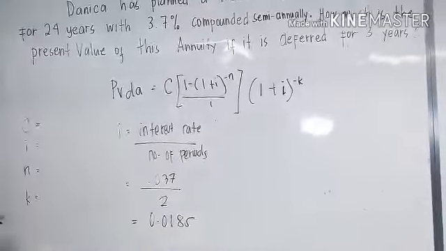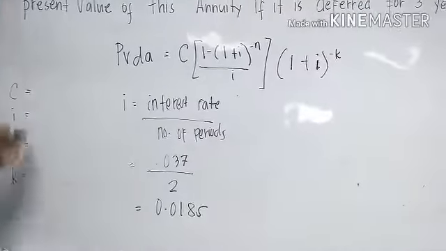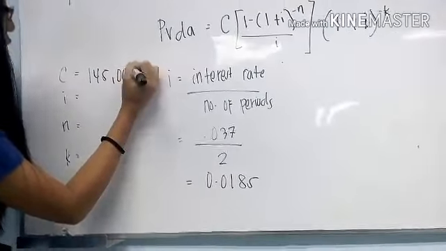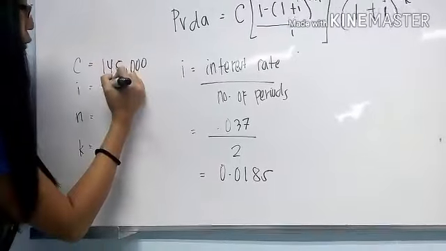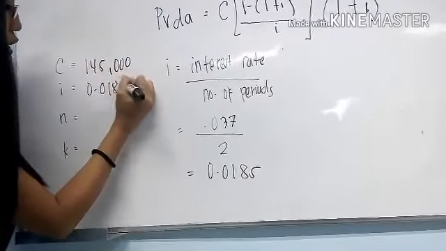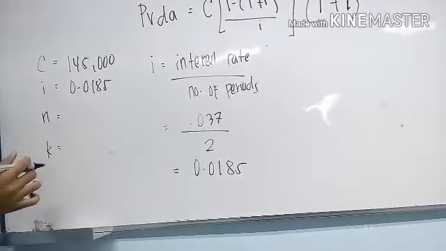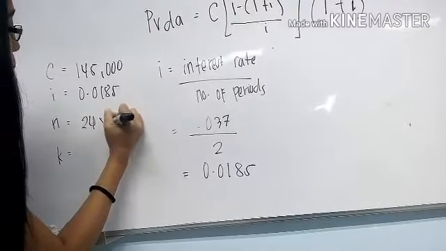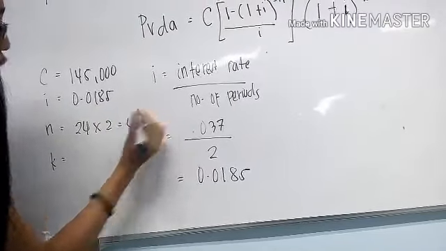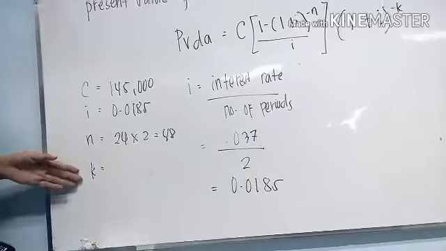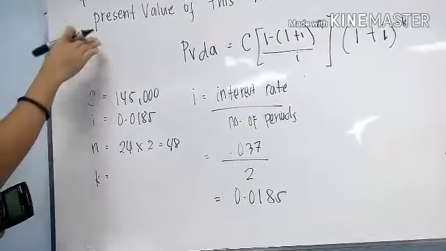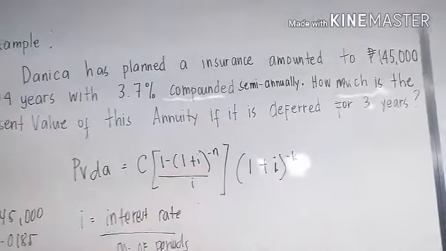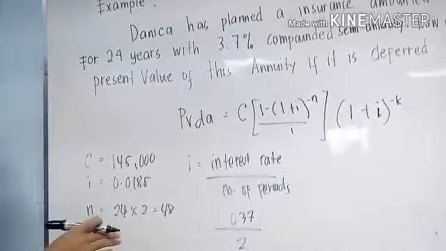That leads us to the labeling of our values. C is equal to 145,000. I is equal to 0.0185. And N is equal to 24 times 2, we have 48. Once again, you may be wondering what the K is. K is for the sentence at the end of the problem: annually, it is deferred for 3 years. So the K stands for the deferred period. The value is 3.